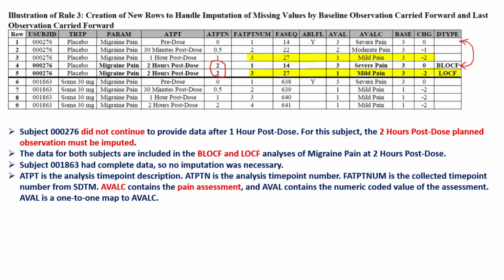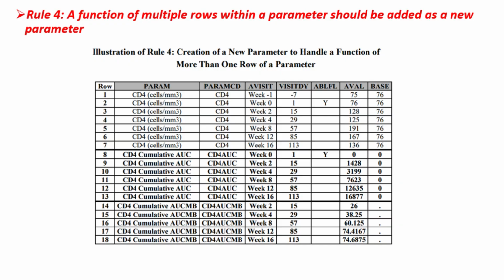ATPT is the analysis time point description. ATPTN is the analysis time point number. AVALC contains the pain assessment, and AVAL contains the numeric coded value of the assessment. Rule 4: A function of multiple rows within a parameter should be added as a new parameter. We will discuss this rule in our classroom training.